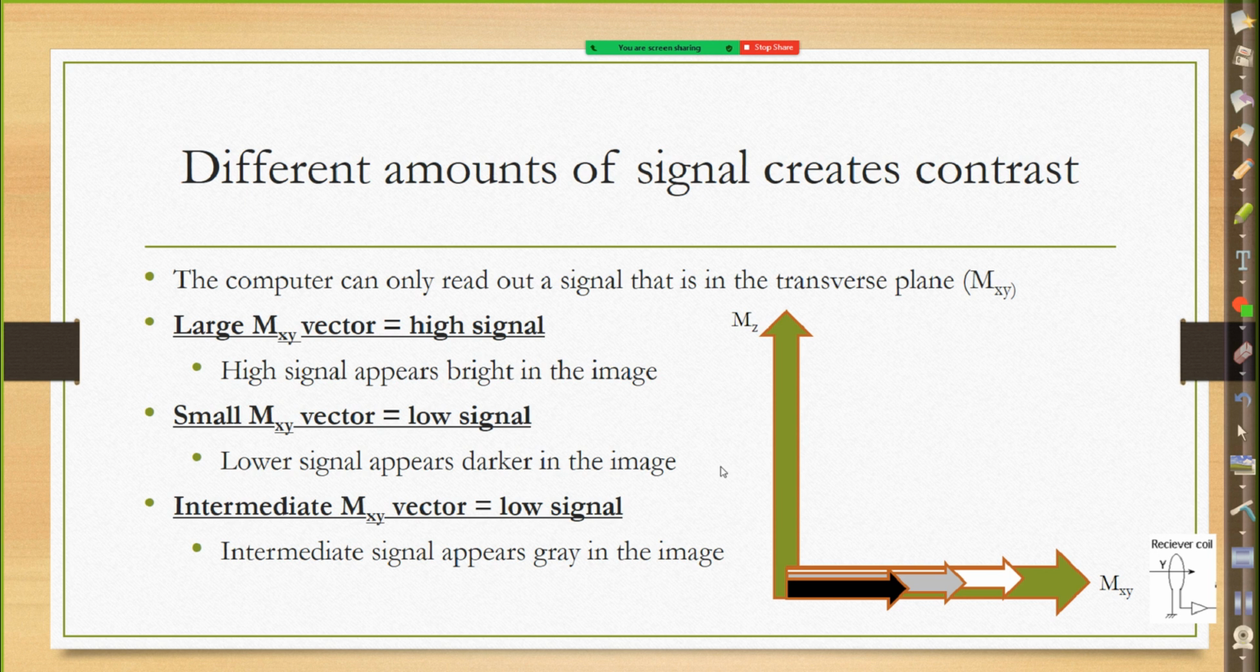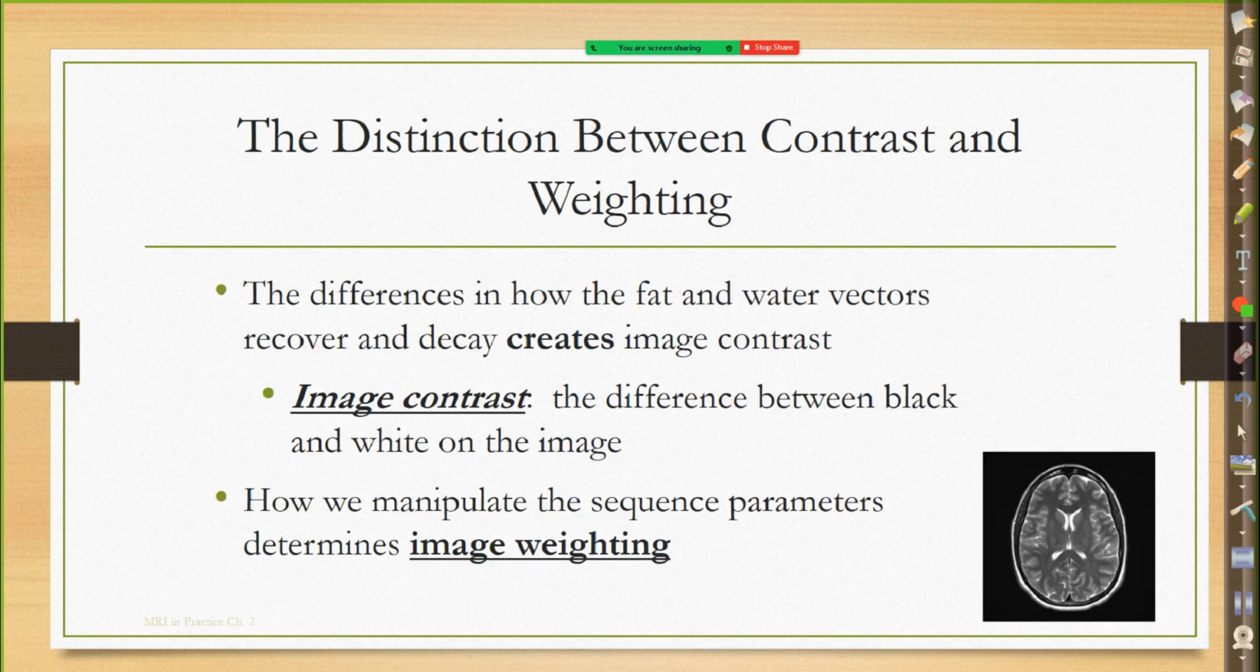But remember, we're going to have all different vector sizes depending on the tissue that we're imaging. So let's talk about the difference between contrast and weighting. The difference in how fat and water vectors recover and decay creates image contrast. And we know that goes along with all tissues, but I'm going to start talking about fat and water the most. And image contrast is no different from our X-ray definition of image contrast.